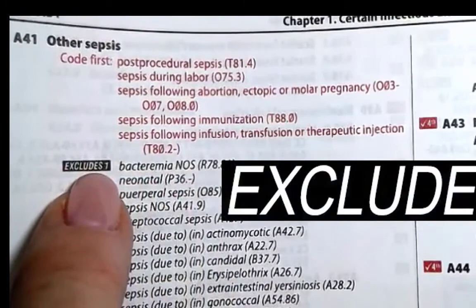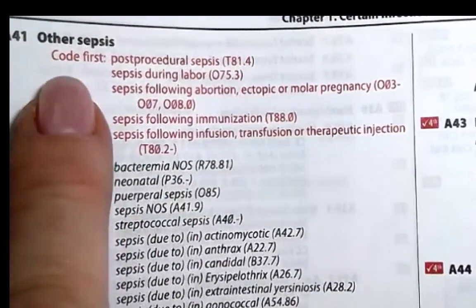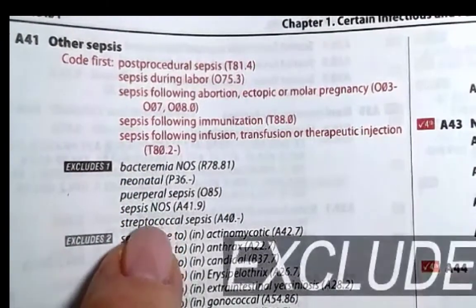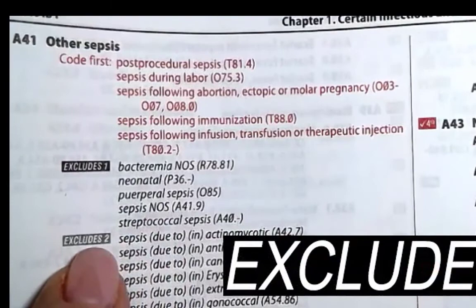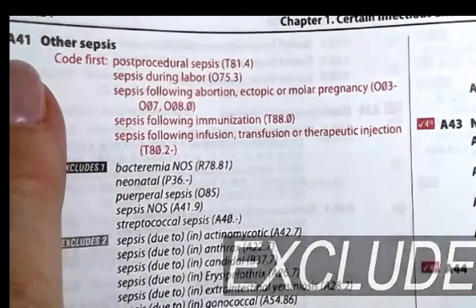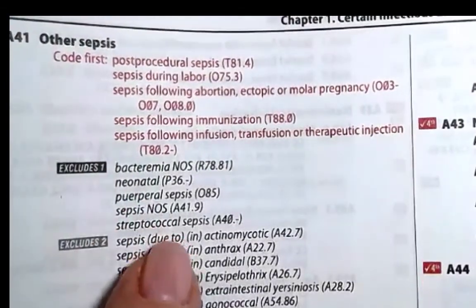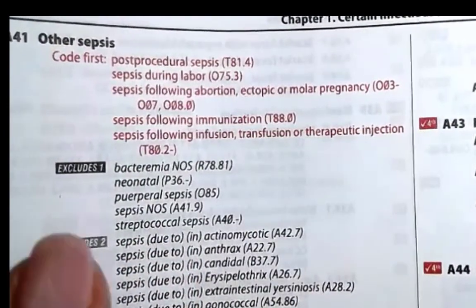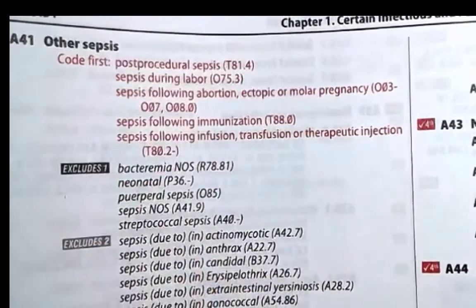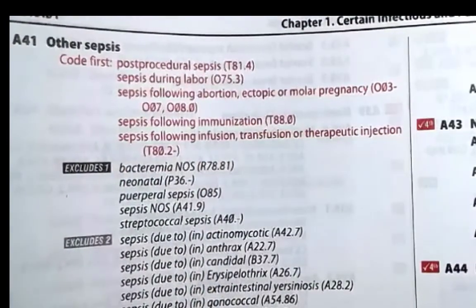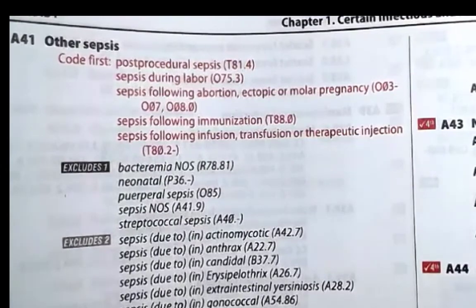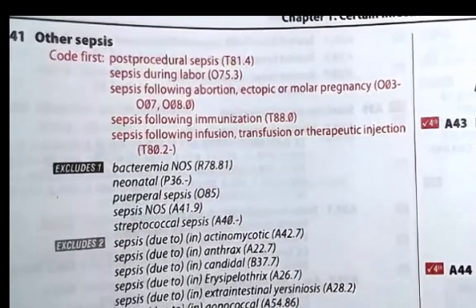Excludes 1, as a reminder. We do not code this code, A41 category, with any of these. And then excludes 2 is telling us that the patient could have this and any of these. So it is possible for the patient to have both. So a lot of instructional notes here, and always read those, because chances are good when you get into the hospital record you have a lot more information than just these one-liners.